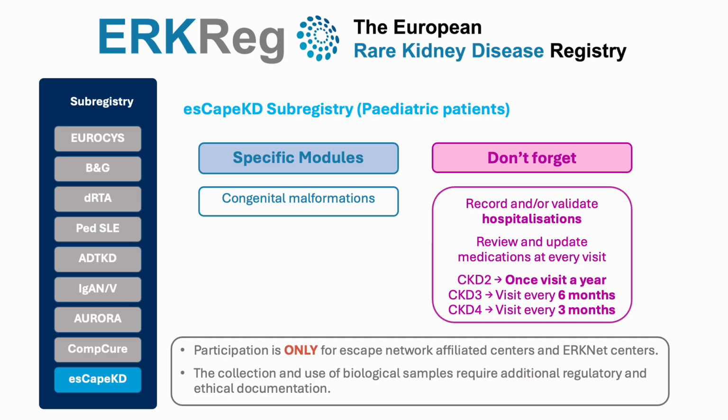For longitudinal follow-up, it is particularly important to record and validate hospitalizations and to regularly review and validate medication information. The recommended frequency of follow-up visits depends on the CKD stage. Patients with CKD stage 2 should have one visit per year. Those with CKD stage 3 should be followed every 6 months, and those with CKD stage 4 should have visits every 3 months. Participation in SCIP-KD is limited to SCIP-KD network-affiliated centers and ERKNet centers. Please also note that the collection and use of biological samples require additional regulatory and ethical documentation.